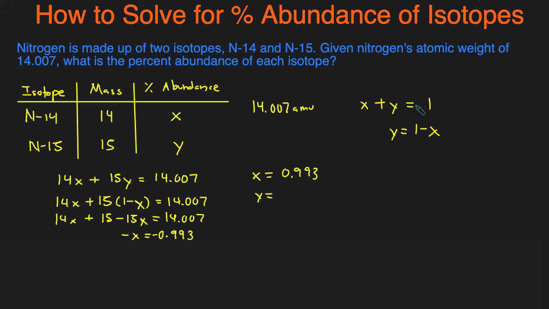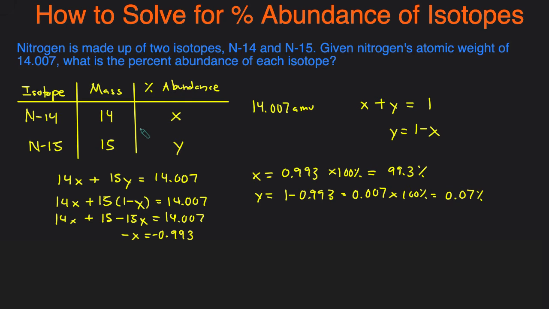We know that x plus y has to equal 1. So if x equals 0.993, then y would have to be 1 minus 0.993, and that would give you 0.007. This is the x and y in decimal form. To get it back into percentages, we just have to multiply by 100%. So we multiply this by 100%, and that'll give us 99.3%, and then multiply this by 100%, and that'll give us 0.7%. And notice that the percentages add up to 100%.